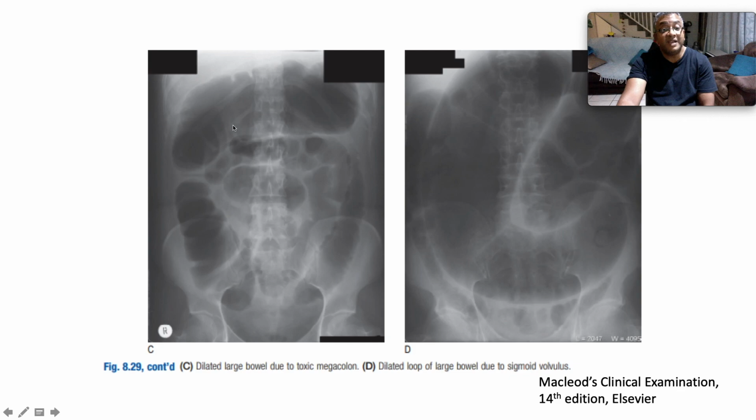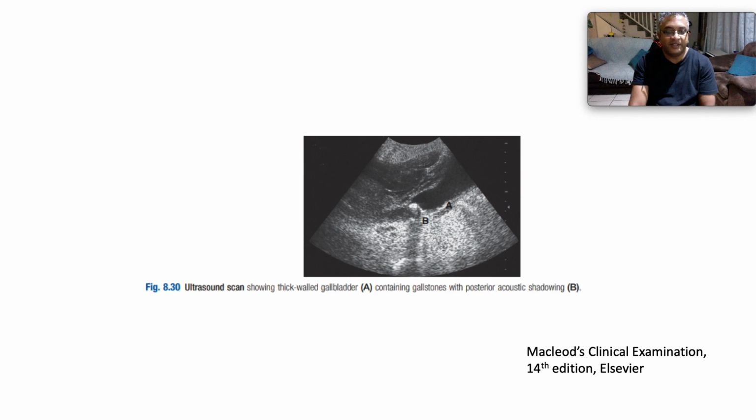Look at this thing. It's massive, man. This is toxic megacolon on the left, and on the right is a so-called coffee bean sign. Looks like a coffee bean, huh? And that's a dilated loop of large bowel due to our beloved sigmoid volvulus. Here's ultrasound showing us this beautiful posterior acoustic shadowing we have in the patient who has gallstones.